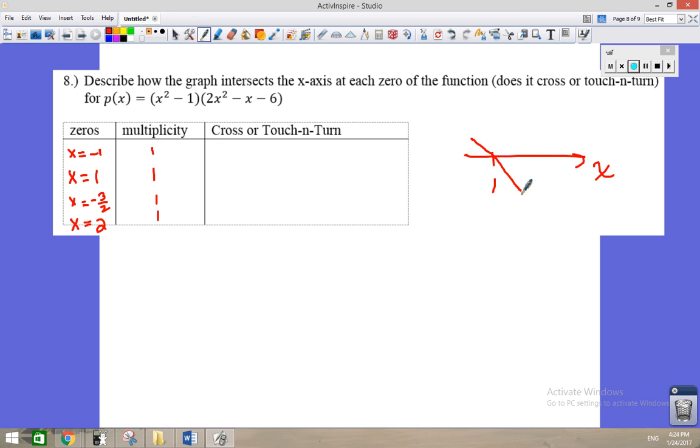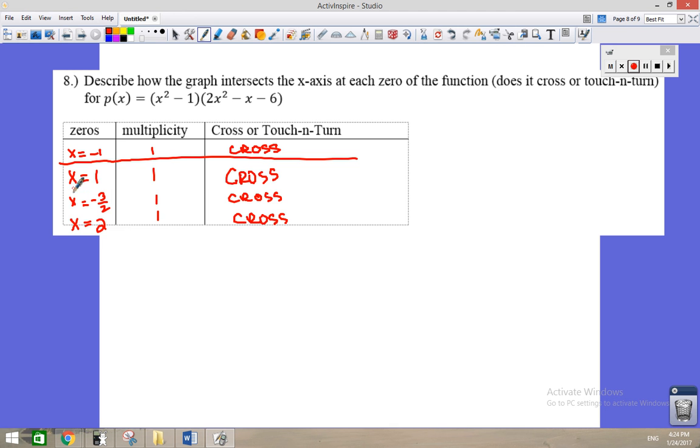or will it come over and do a touch and turn? And it might do that from above or below. Since all of the multiplicities here are odd, we're not going to have any touch and turns at these 4 zeros, these 4 x-intercepts. They're all crossing. So to make my table easier to read, let's just draw lines in here. There we go. There's our answer for 8.